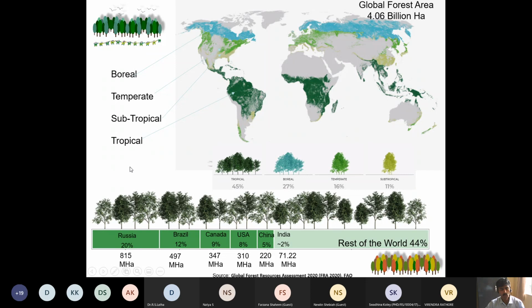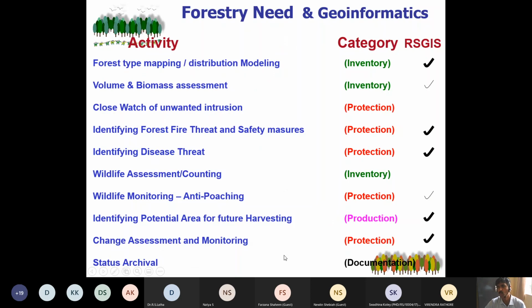Now, what we can do with remote sensing and GIS, we all know that we have been using, most of you may be using. We want to make maps which reveal the forest type and where they are distributed. That is related to inventory. We want to also estimate the volume and biomass assessment. That is also inventory. Close watch on unwanted intrusion into the forested area. That is related to protection.